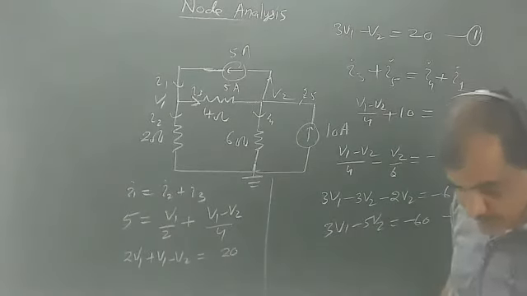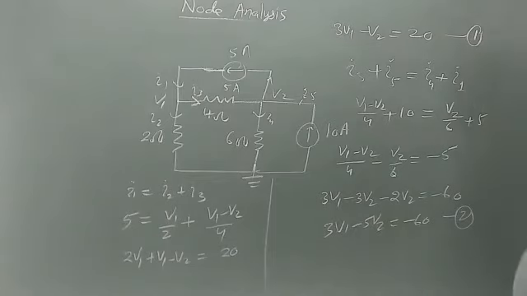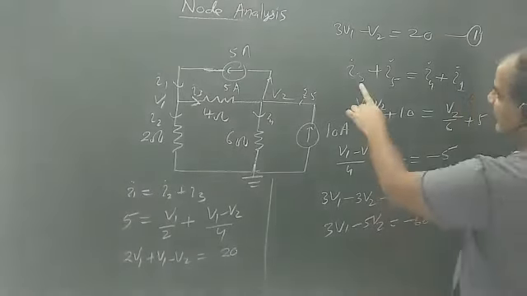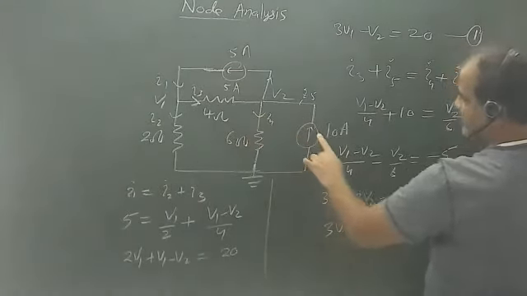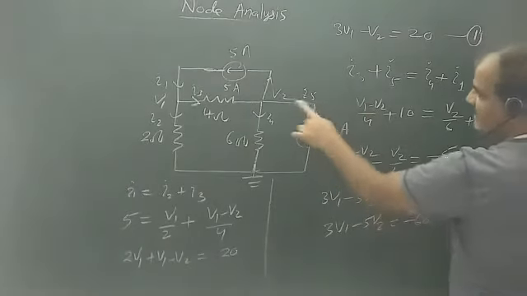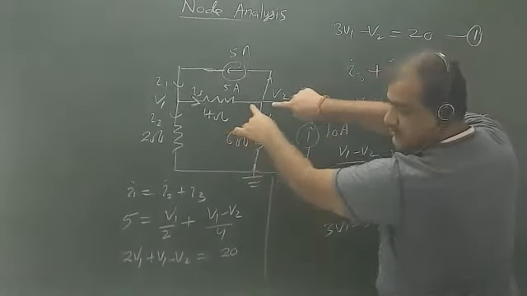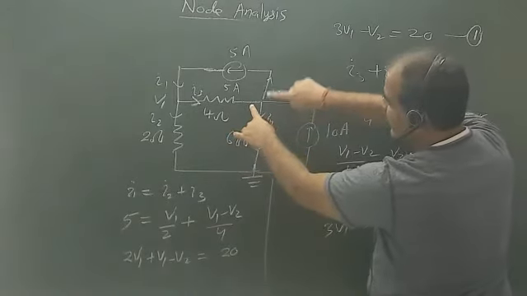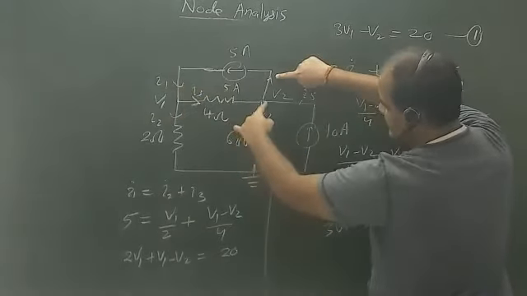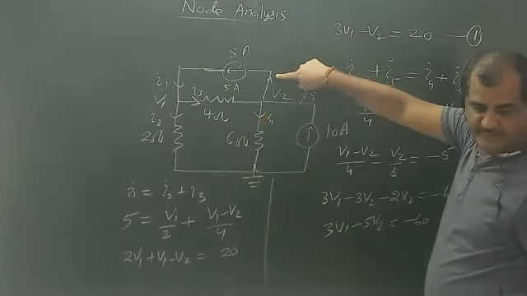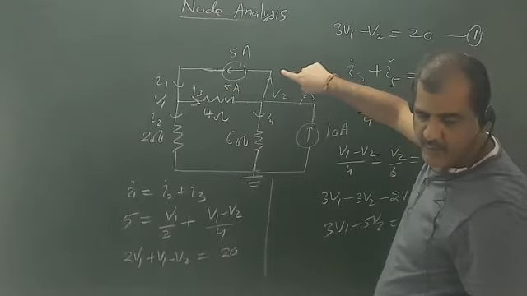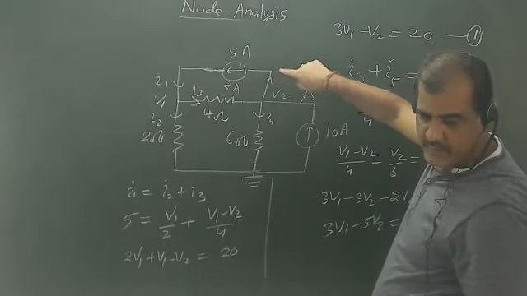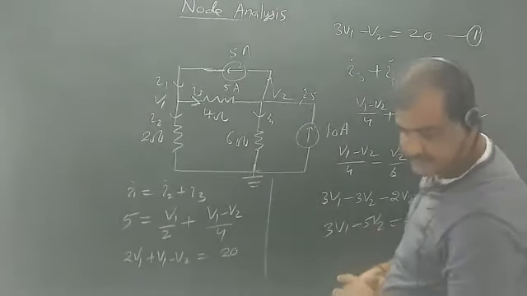Sir, I3 plus I5 equals to I4 plus I1. I didn't get it. So I3 is incoming current, and this I5 is also incoming current. These two currents are coming towards the node. And this I1 and this I4, they are outgoing. The sum of the total current should be 0. That means incoming current equal to outgoing current. Is it clear? Okay, sir.